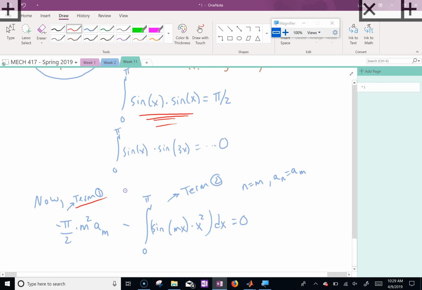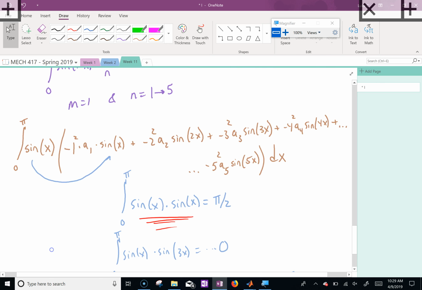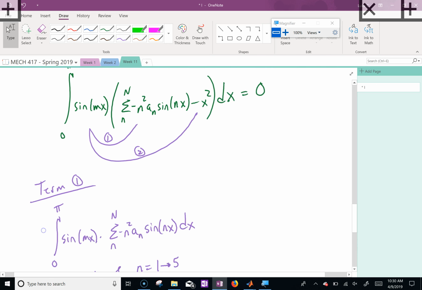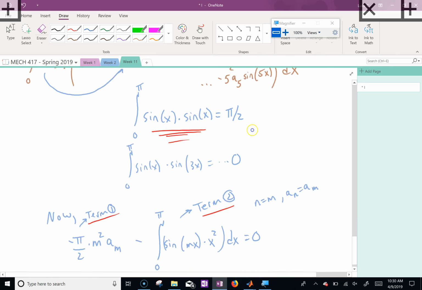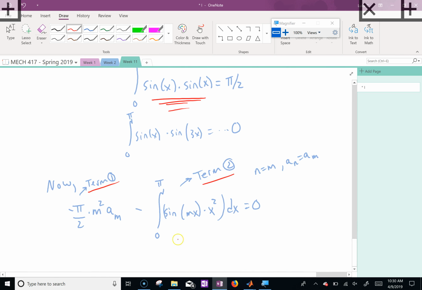So this is term 1, that's term 2. So if I go back up to here, where I defined them, so term 1 and term 2, that first term actually simplifies to pi over 2 times this an value, which is some constant that we haven't figured out yet. Okay? Then term 2 is exactly what we had, which is here.